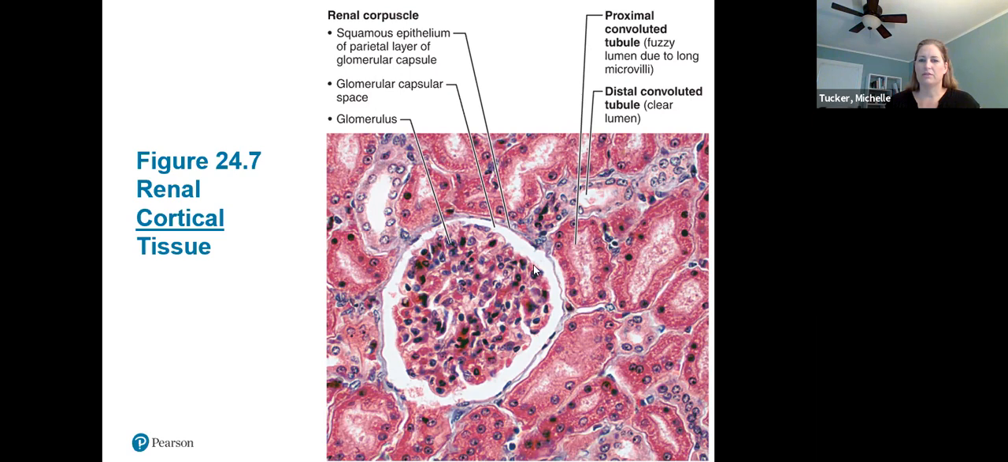On this slide, it also shows a distal convoluted tubule. You can see how it has this nice clear lumen versus this is like a proximal convoluted tubule, this one and this one and this one. And you can see how it's so fuzzy. It's because it has such thick microvilli to absorb all of the ions and amino acids and glucose and sometimes calcium, everything that's coming through there, magnesium. So the distal convoluted tubules have this clear lumen. Proximal convoluted tubules have a fuzzy lumen.